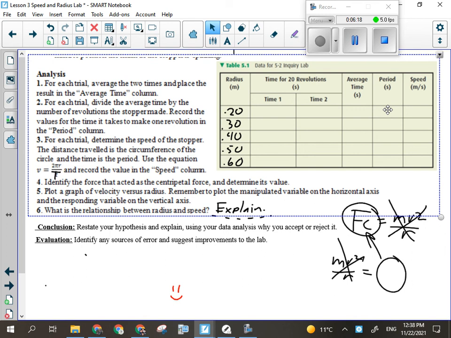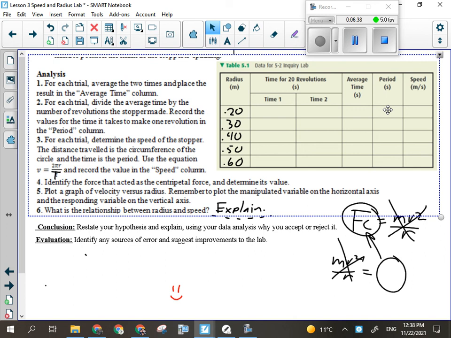Okay, the reason we're doing it that way, we can't measure the speed of this rubber stopper directly. We don't have any instruments to measure its speed directly, so we have to measure its period instead. Okay? Can you wait till I'm done explaining? All right. So that's what you're collecting in terms of data.